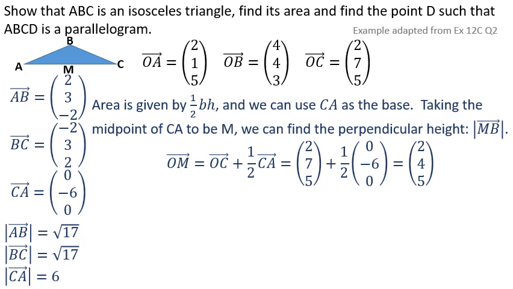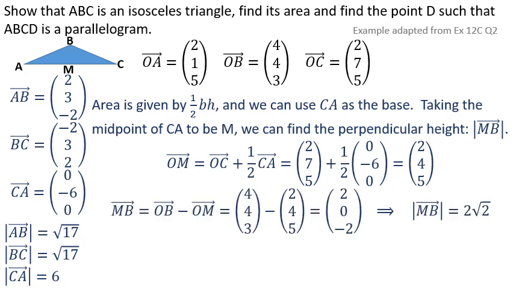OC is a vector that I have at the beginning, 275. CA is a vector I calculated, which is how you get from C to A. And you can see that instead of being at 275, we're at 245. We've moved 3 in the negative y direction, because that's the direction we're following if we're going from C to A. This gives me the vector position of M. In order to get MB, I need to find a vector for B relative to M. So OB minus OM will give me MB. We have OB already, and OM we've just calculated.